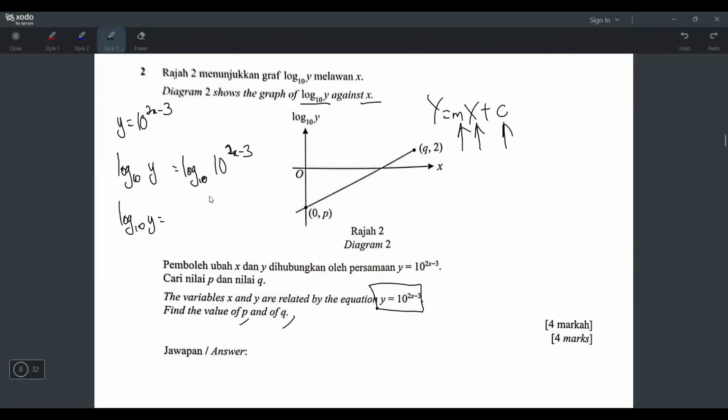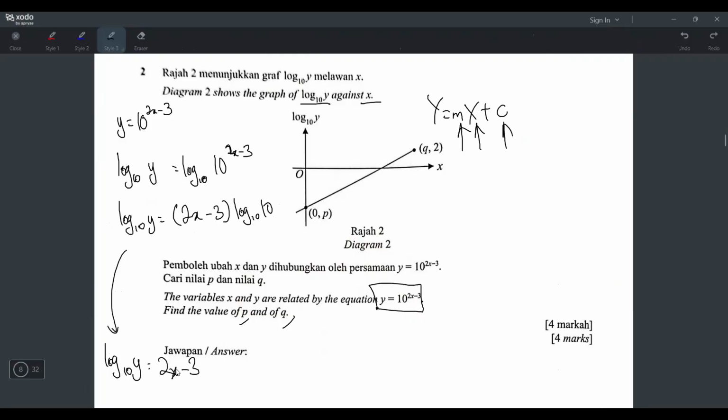So what you have to do, first of all, I realized that the 2x minus 3 can actually be brought to the front, because it is the power. When the log number has a power, the power can be sent to the front. So it becomes 2x minus 3 multiplied by log 10 base 10. And log 10 base 10 equals 1, because when the log number and the log base are exactly the same value, you can cancel and it becomes 1. So now you are just left with log y equals 2x minus 3.